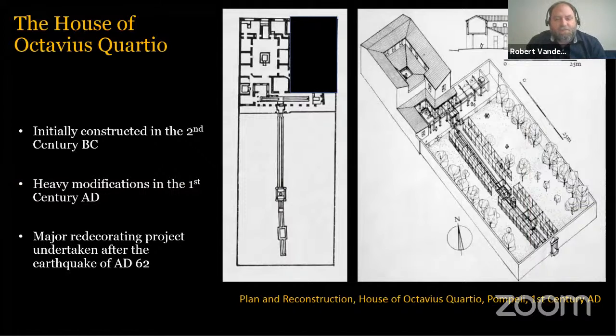The owner of the house of Octavius Quartio engaged in a major expansion of the property that included the amplification of the private section of the house, which you can see here in the bottom of the slide, and in the reconstruction, this portion that extends outwards.